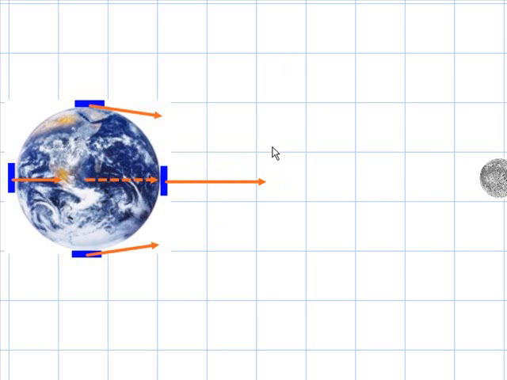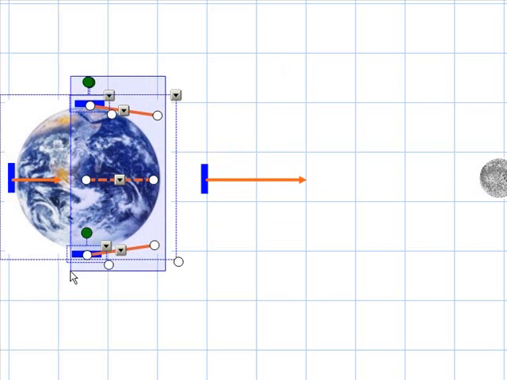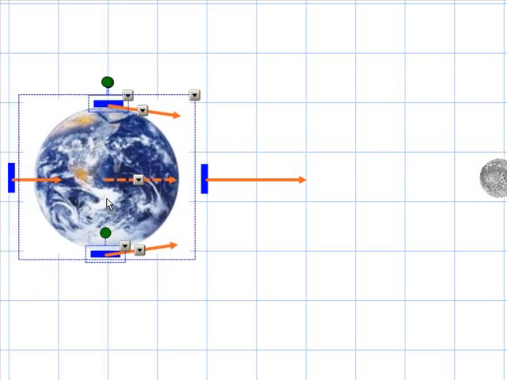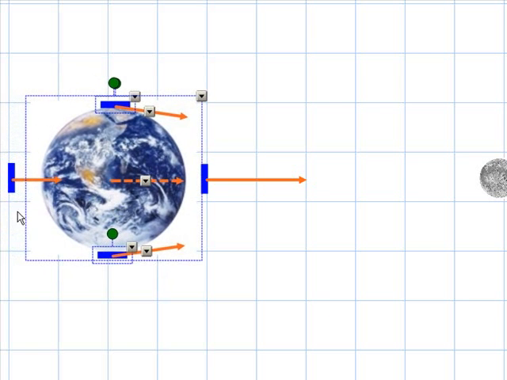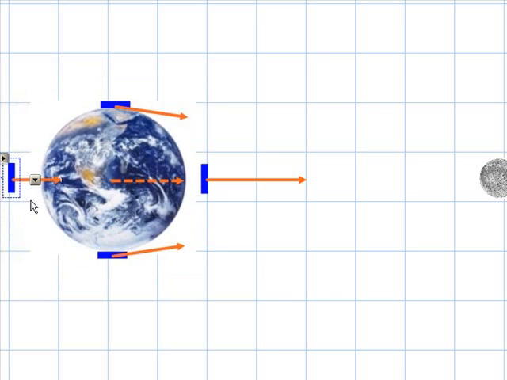So what the Moon is doing is it's pulling this part here the most towards it because it's closest. This part here is pulled less towards the Moon because it's further away. And this part over here is pulled yet less towards the Moon.